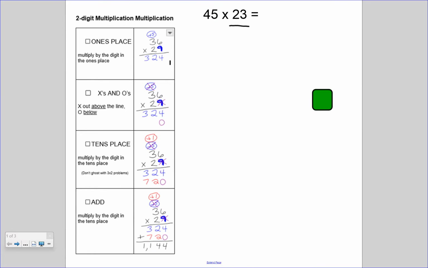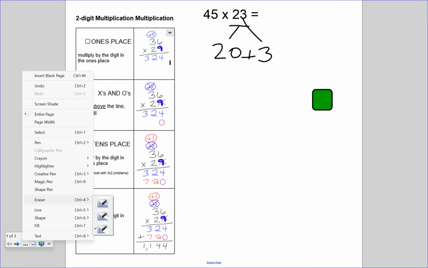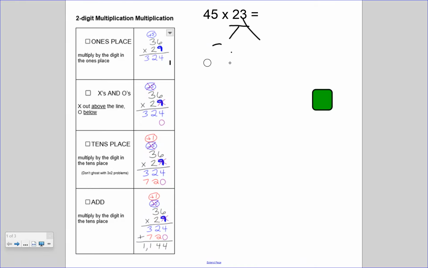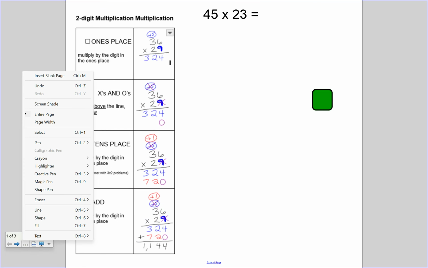What we need to remember, though, when we're multiplying is that 23 is not a 2 and a 3, because 2 and 3 is 5. 23 is really 20 plus 3. And so we're going to be keeping that in mind as we solve this problem. Now, you don't actually need to write that in any way, shape, or form. I just wanted to remind you of that. In fact, I am going to erase that so that you know that that shouldn't be written. But we know that 23 is the same as 20 plus 3.